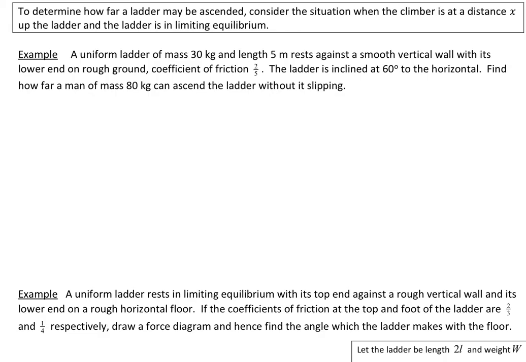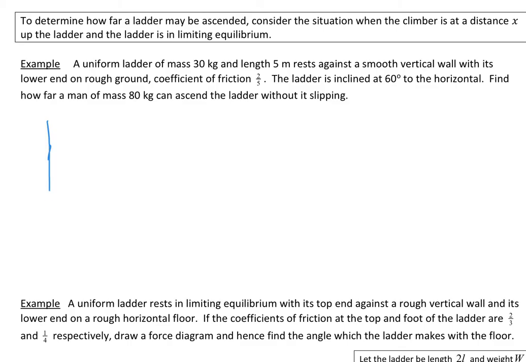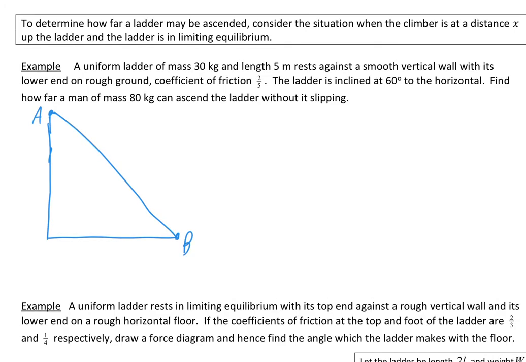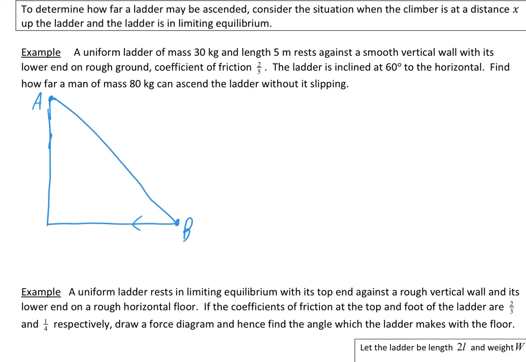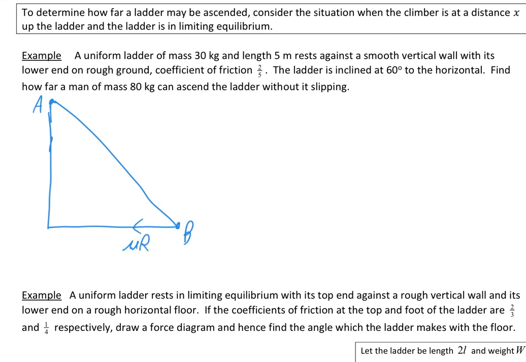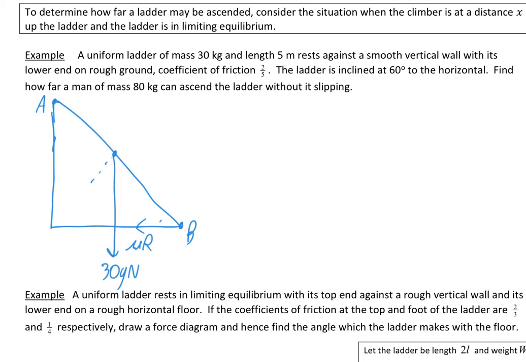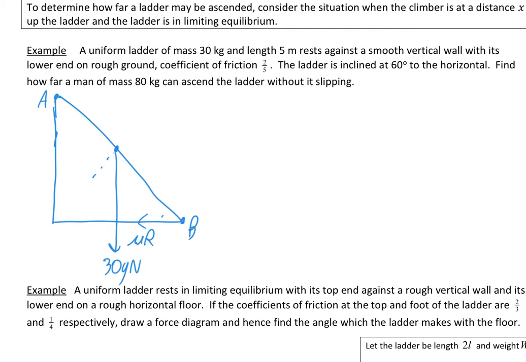So here we draw our ladder. I should have drawn these out earlier. There's my point A at the top, my B at the bottom. Right, now notice here, instead of calling it friction, I've called it mu R because it's acting at its maximum already. It's a uniform ladder, so its mass, which was 30 kilograms, is acting vertically down. That's 60 degrees.